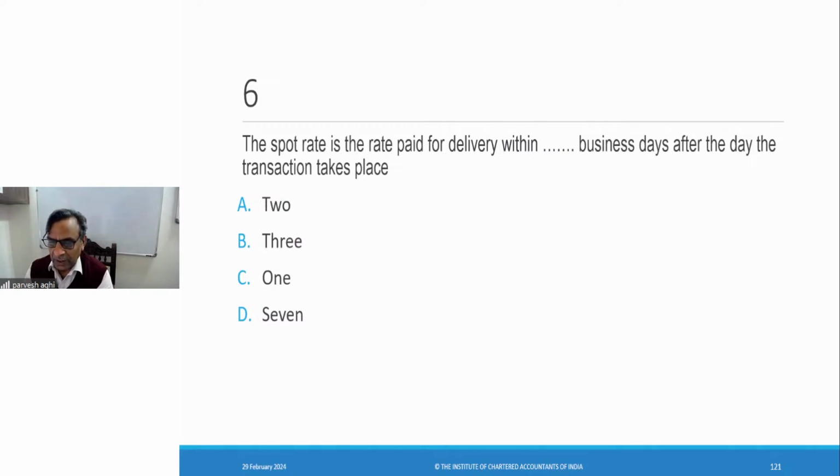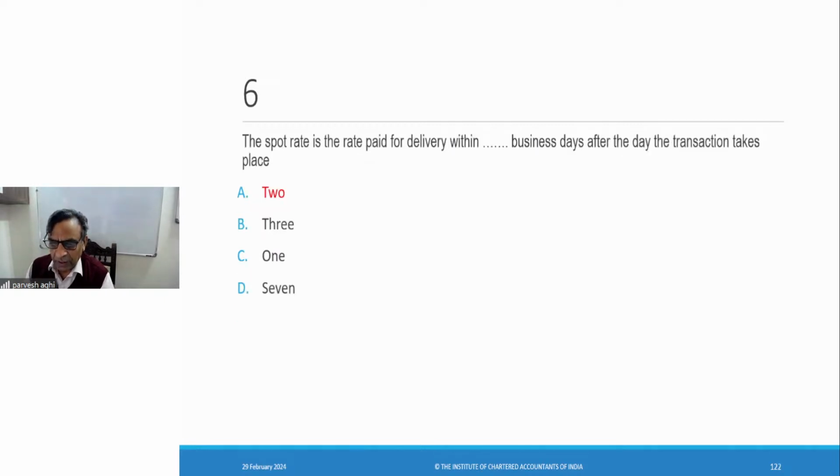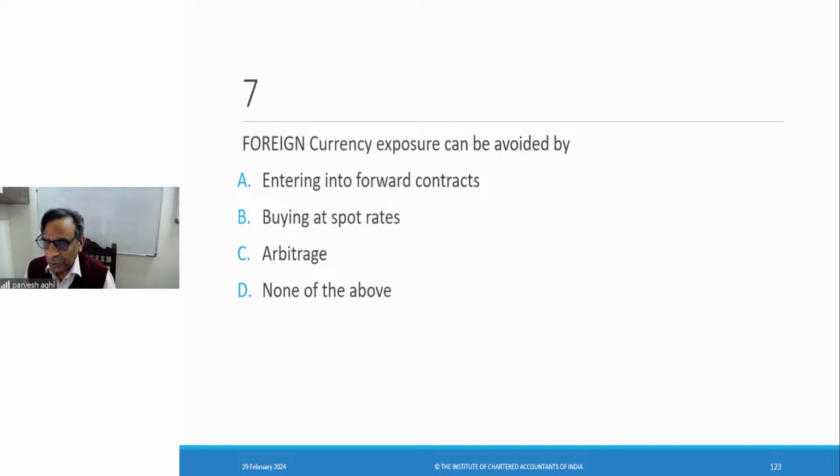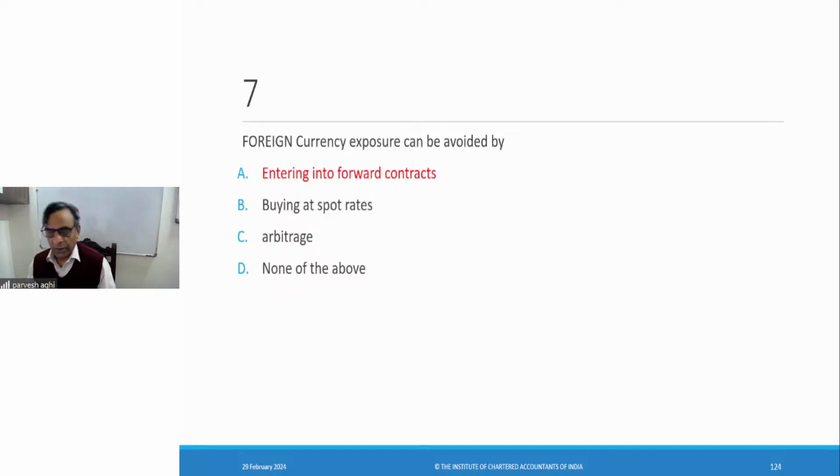The spot rate is the rate paid for delivery. I'll just skip that. Foreign currency exposures can be avoided by entering into a forward contract, buying a spot rate, arbitrage, or none of the above. So here the answer would be buying at forward rates. Seventh answer would be A. So put your answers. Just one more minute and we are going to close for the day. One more question.